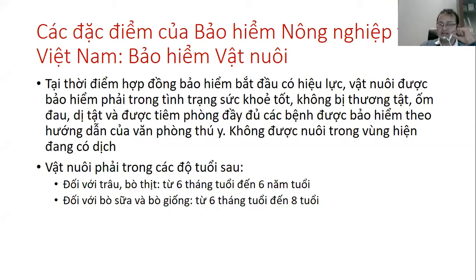The point being that the vaccination protocol should be followed as per the guidelines of a veterinary office. They must also not be raised in epidemic affected areas. Okay, so these are some of the key prerequisite conditions for the livestock insurance to be in place, along with the age criteria. There's an age range that varies by the purpose of the livestock rearing. For fattening cows and buffaloes, it's from six months to 6 years. And for dairy and breeding cows, it's from 6 months to 8 years.